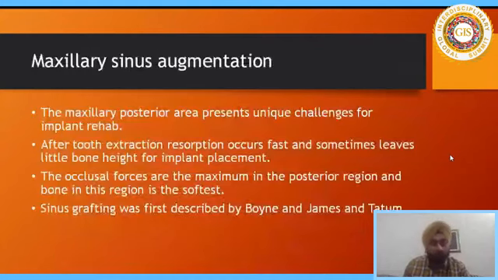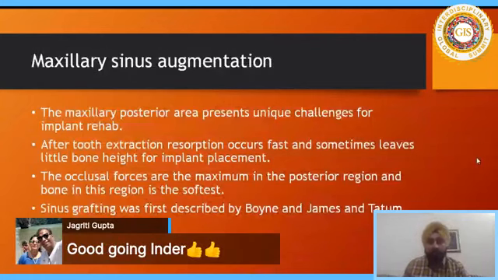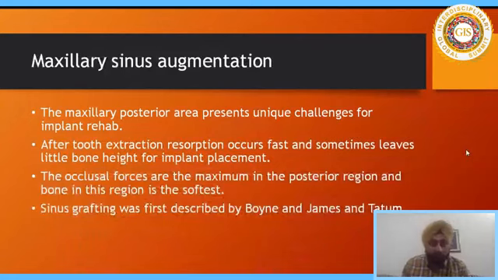Maxillary sinus augmentation. The maxillary posterior area presents unique challenges for implant rehabilitation. After tooth extraction, resorption occurs fast and sometimes leaves little bone height for implant placement. The occlusal forces are the maximum in the posterior region, and bone in this region is again the softest. Now, sinus grafting was first described by Boyne and James and Tatum.